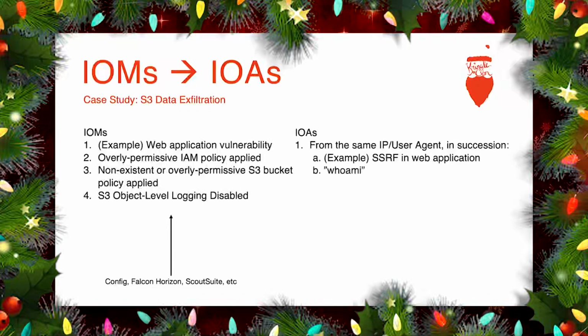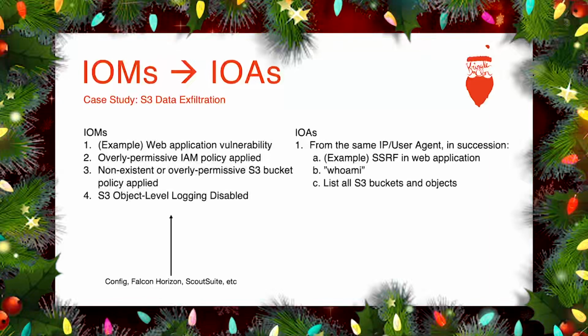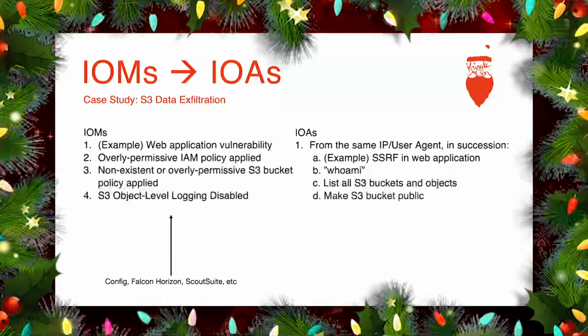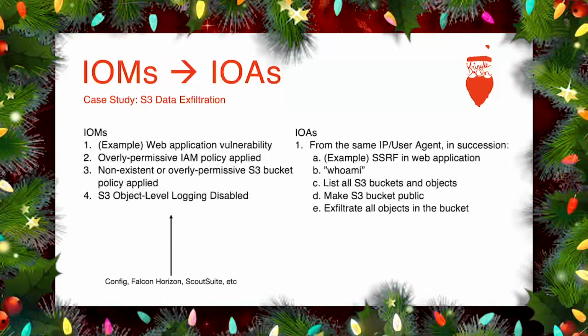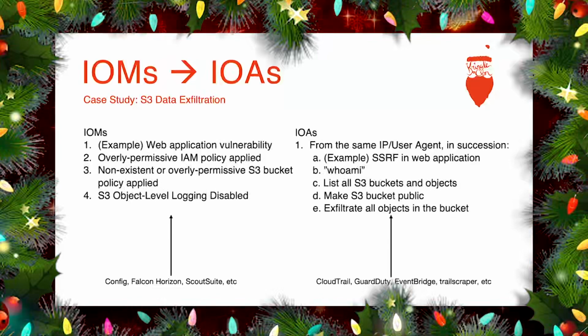Following that, they run whoami, figure out who they are and maybe find hints about what they can do in the environment. Then they're going to list all S3 buckets and objects. They made an S3 bucket public, and then they exfiltrated all those objects. And these are things that CloudTrail, GuardDuty, EventBridge, TrailScraper, etc. can help you find and identify. And if they're all coming from the same IP address, each one of these steps from A through E are going to be more risky or something we need to pay more attention to.